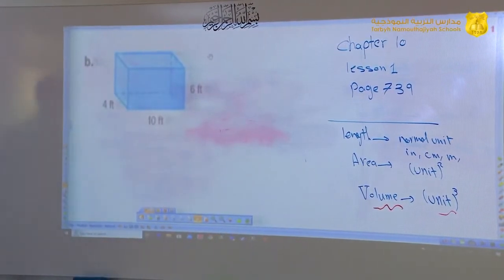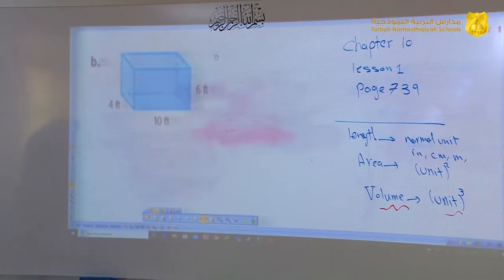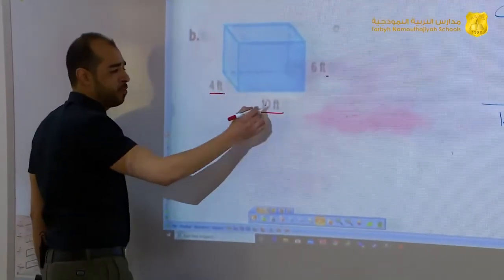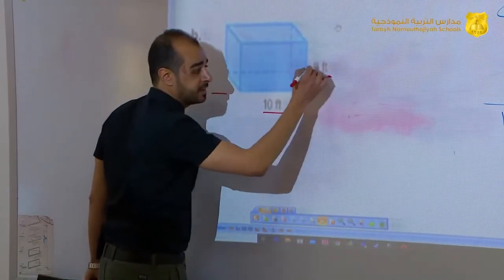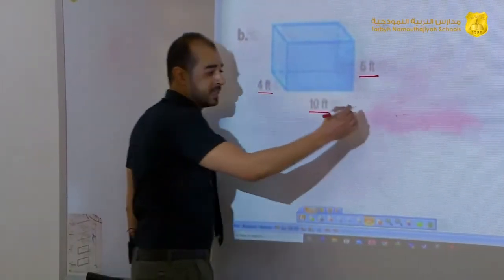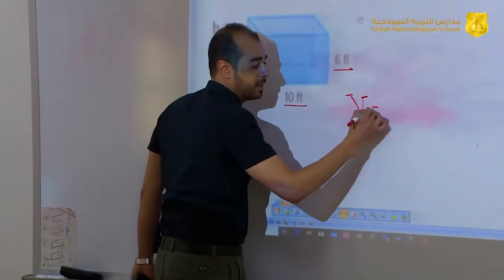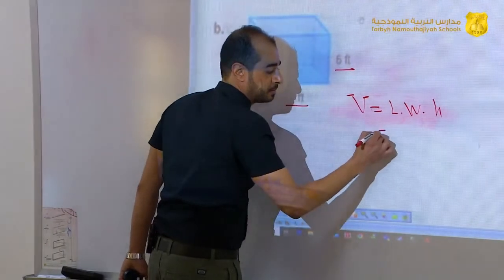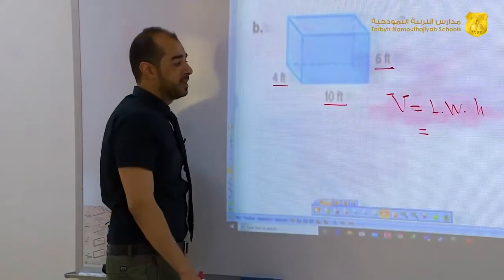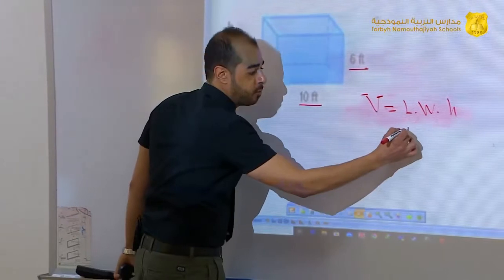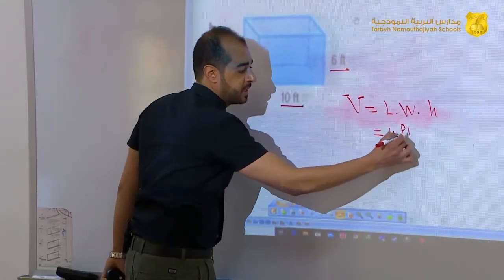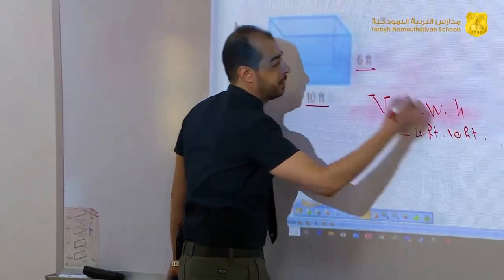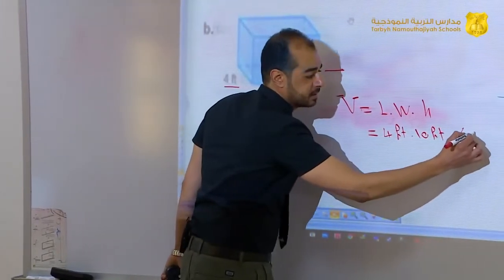The same here, the question is to find the volume of this rectangular prism with dimensions length 4, width 10, and height 6 feet. Okay. First, as we did, write the rule: volume equals length multiplied by width multiplied by height. Substitute by the given values: 4 feet multiplied by 10 feet multiplied by 6 feet.